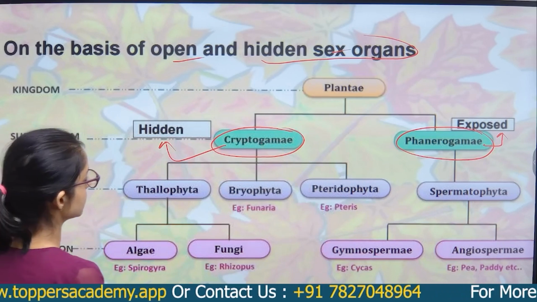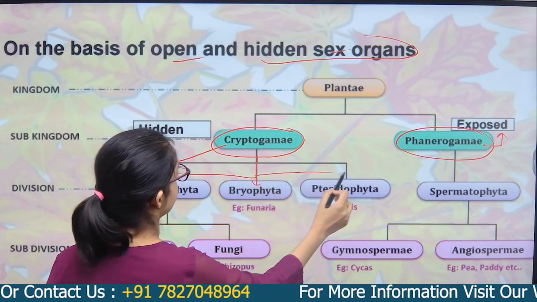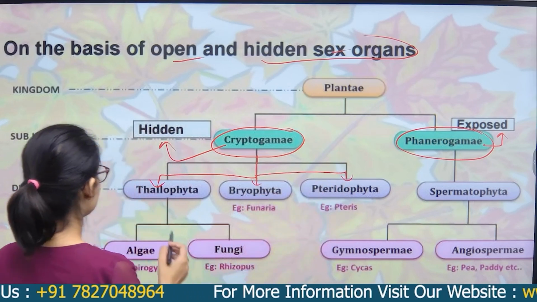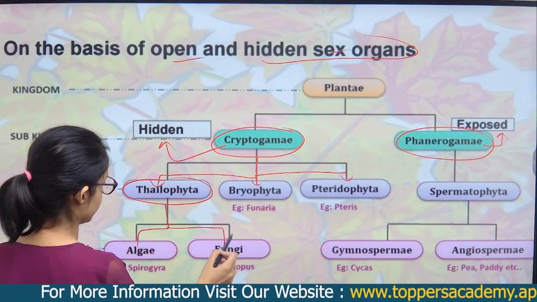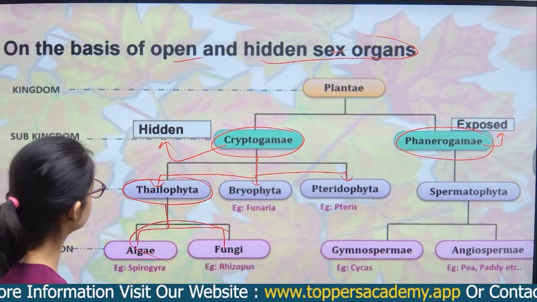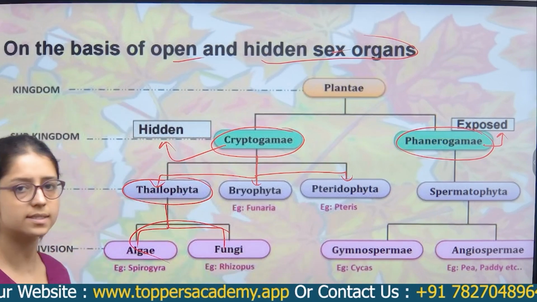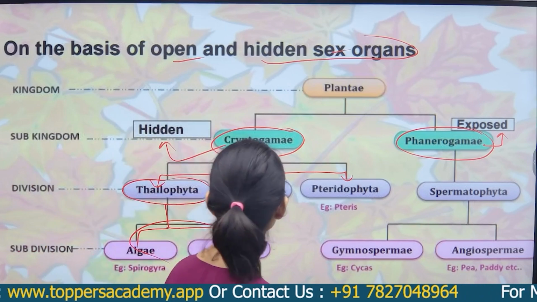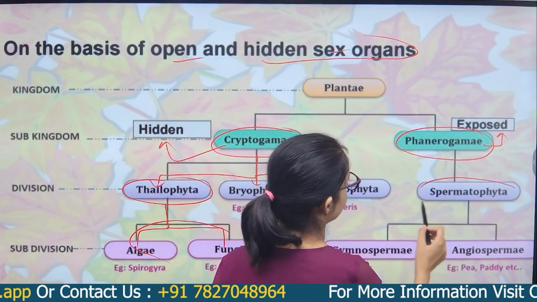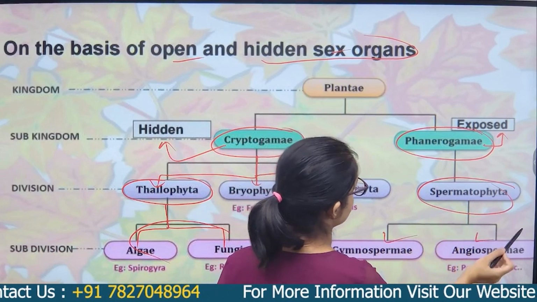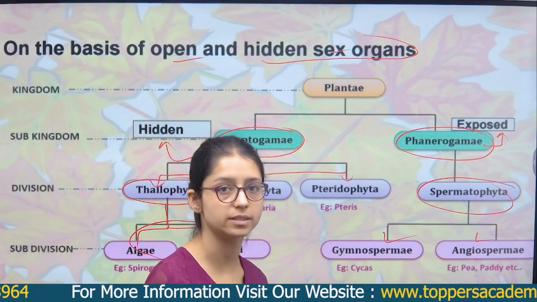So cryptogams include three: Thallophyta, Bryophyta and Pteridophyta. Thallophyta includes two, algae and fungi. We do not need to know the examples right now; we will discuss them in a later class. In phanerogams there are the spermatophytes, that is the gymnosperms and angiosperms. These are very important terms and could be asked in the examination.